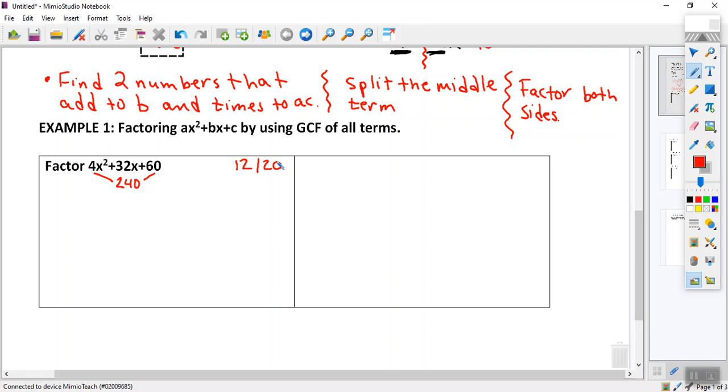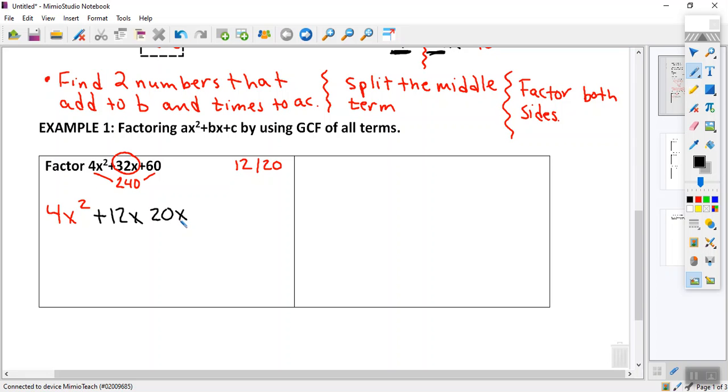What's 12 times 20? 240. Okay, how do you factor this? Here's how this works. We're going to replace 32x and write it as what x plus what x. Okay, so write this. The 4x squared stays the same. But we are going to replace the 32x and write it as the sum of these two numbers that this gives us in that calculator. So plus 12x plus what?